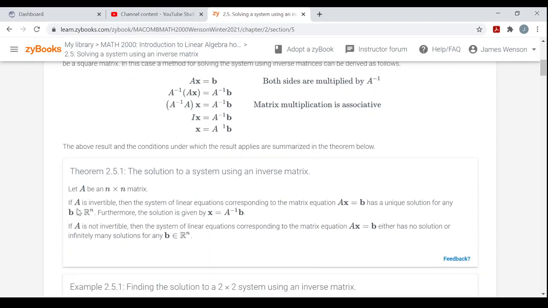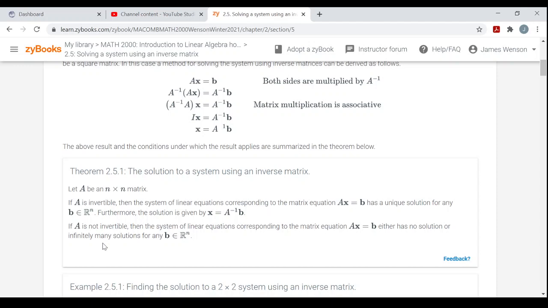Right? So if you have a square coefficient matrix and that matrix is invertible, your system will have one solution, and namely it'll be A inverse times B, the inverse matrix times the constant column on the other side. If the square matrix is not invertible, then the system of equations will have either no solution or infinitely many.